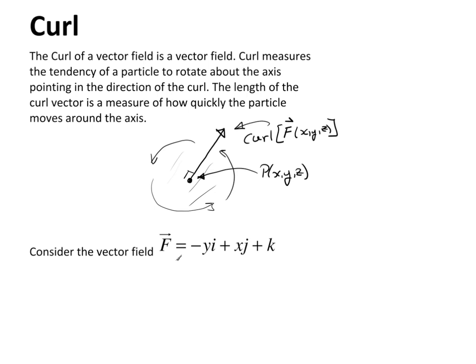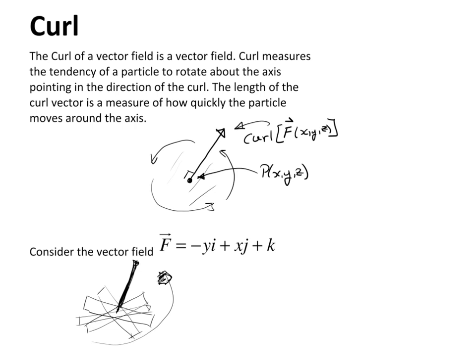Now consider this vector field, negative y i plus x j plus k. Suppose I have a paddle wheel, something that looks like this, with maybe one or two more paddles here, and then a handle coming out of it. You can picture this as a set of paddles sticking out in these directions. If I were to stick it into a current, like into water, if the current's moving like this, then it's going to make the paddle go around.